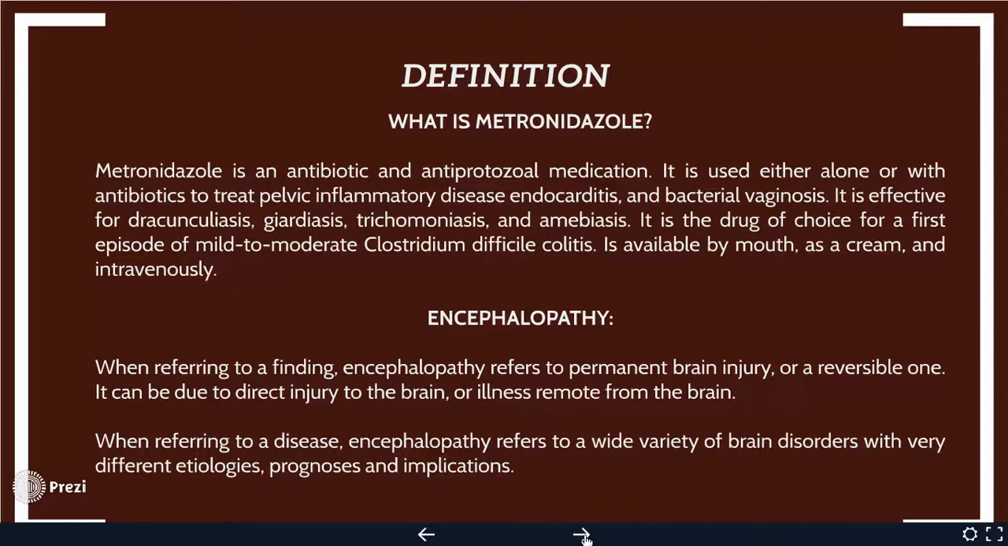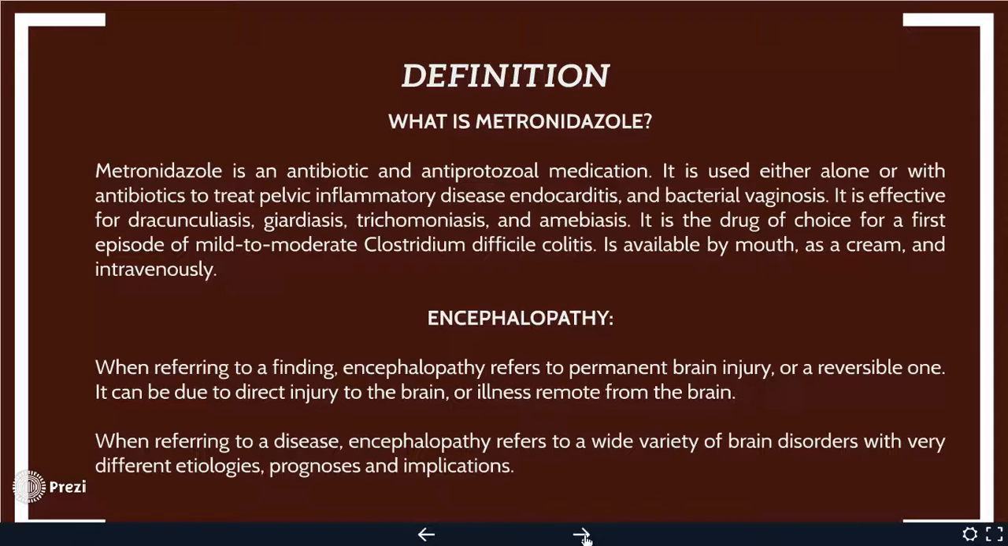Definition: what is metronidazole? Metronidazole is an antibiotic and antiprotozoal medication. It is used either alone or with antibiotics to treat pelvic inflammatory disease, endocarditis, and bacterial vaginosis. It is effective for dracunculiasis, giardiasis, trichomoniasis, and amebiasis. It is the drug of choice for a first episode of mild to moderate Clostridium difficile colitis. It is available by mouth, as a cream, and intravenously.